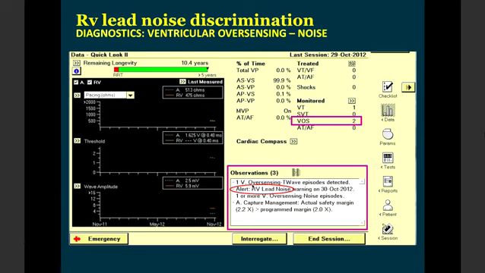So this is again to show how the alert comes. The RV lead noise gives an alert to the patient, and when you interrogate the device also, the alert comes to your screen.